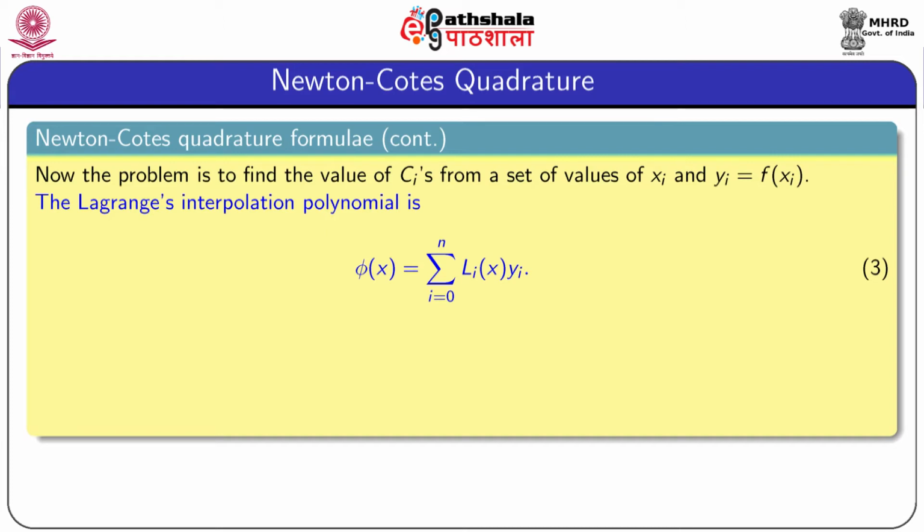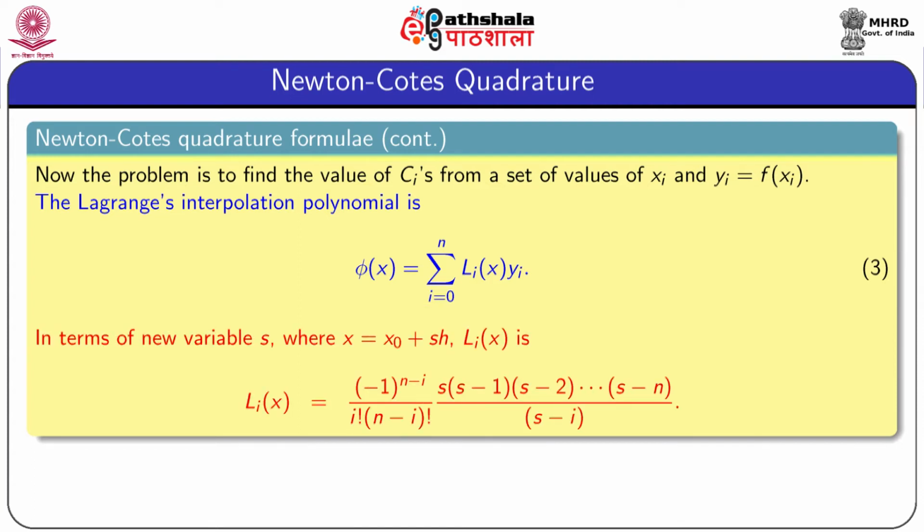We know the Lagrange interpolating polynomial phi(x) equal to the summation for i equal to 0 to n of li(x) yi, where li(x) is defined below. In this case, the variable x is replaced by x0 plus sh. That means in terms of equispaced arguments, the Lagrangian function li(x) is given by (minus 1) to the power (n minus i) divided by factorial i into factorial (n minus i), and s into (s minus 1) into (s minus 2) up to (s minus n) divided by (s minus i). So this is the Lagrangian in terms of the new variable s.